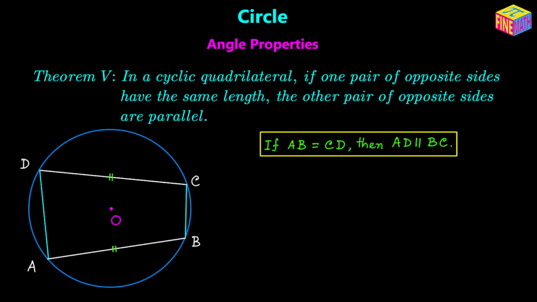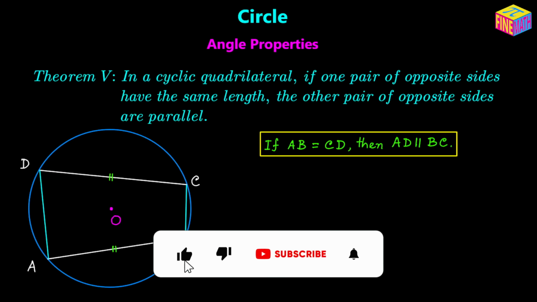Hi everyone, in this video we are going to discuss theorem number 5 from geometry of circles. This theorem is mainly focused on the cyclic quadrilateral. Here the theorem says that in a cyclic quadrilateral, if one pair of opposite sides have the same length, the other pair of opposite sides are parallel.